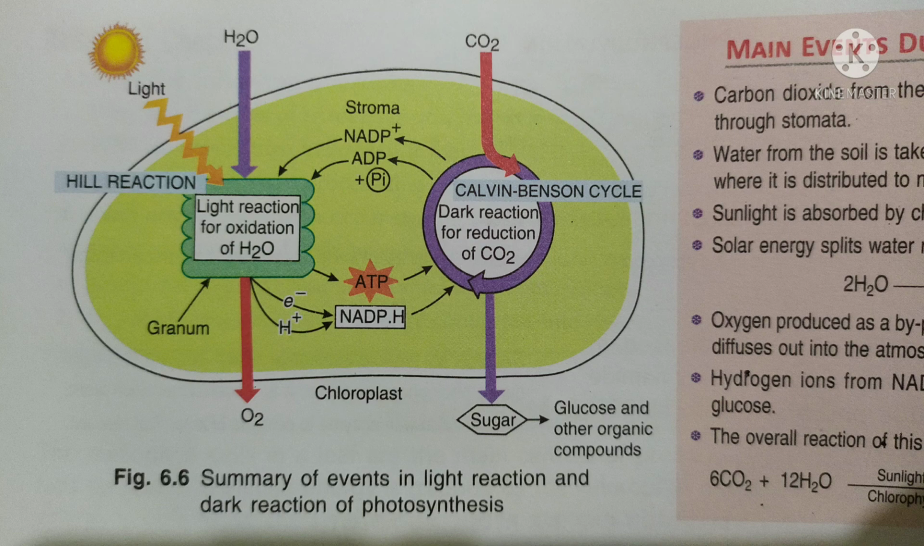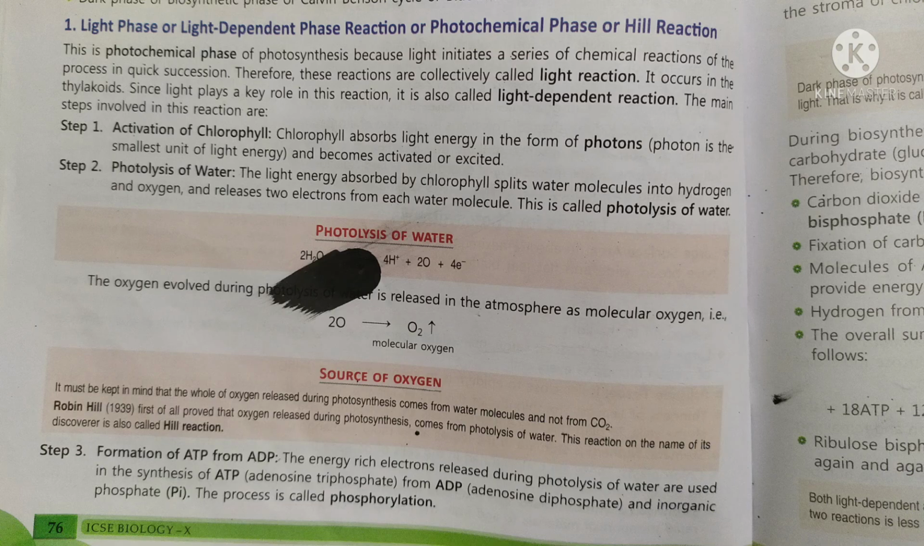You need to know that this phase of photosynthesis occurs only in the presence of sunlight and in the thylakoid membranes of grana and stroma lamellae. You should always remember that this phase takes place only in the presence of sunlight in the thylakoid membranes of grana and stroma lamellae. Now let us learn about the main steps involved in this reaction.